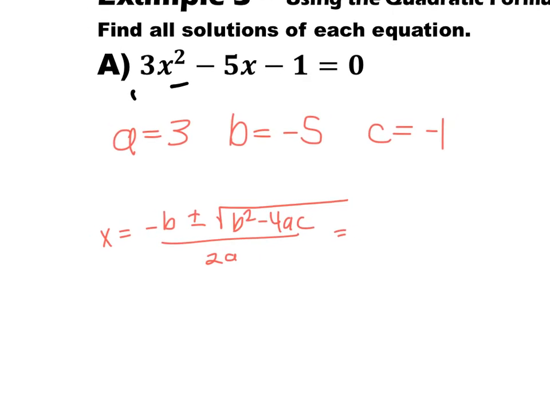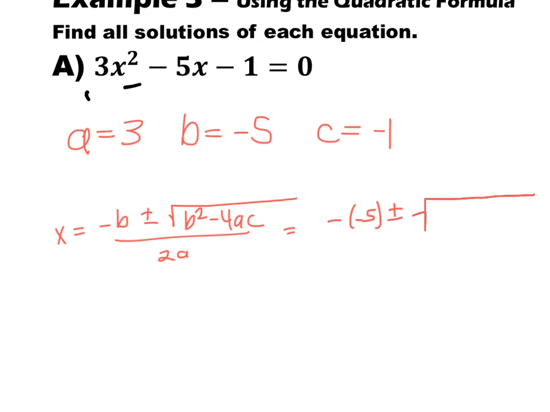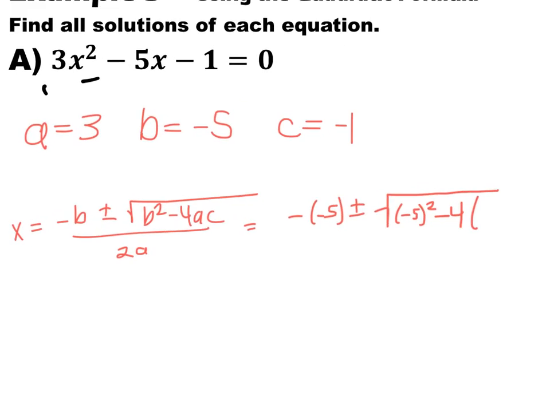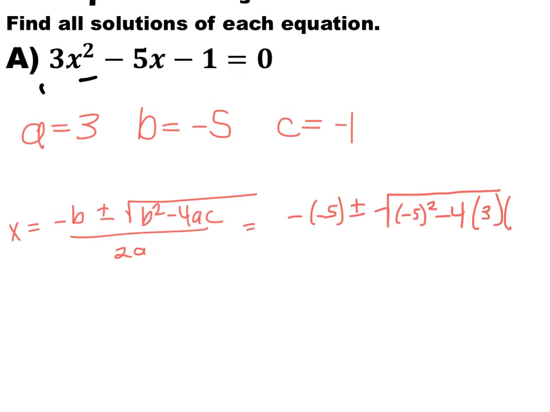Take your time. Some of you are going to say, do I have to write negative negative 5 because that's just positive 5? No, you don't have to. I'm going to, just so I don't make a mistake. So I have negative negative 5 plus or minus the square root of, what do I write? What's my b? So I'm going to write negative 5 squared, put it in parentheses, minus 4 times a is what? 3 times c is what? Negative 1, and that's all over 2 times a, which is 3.